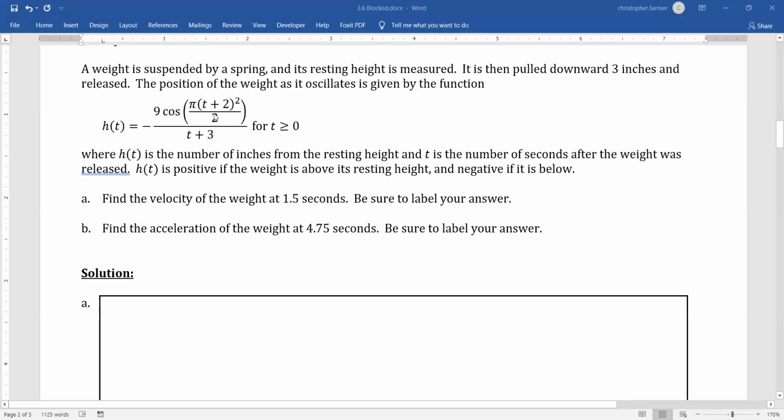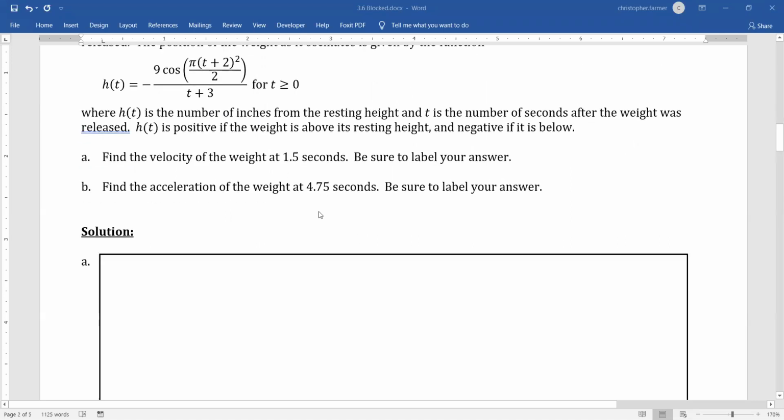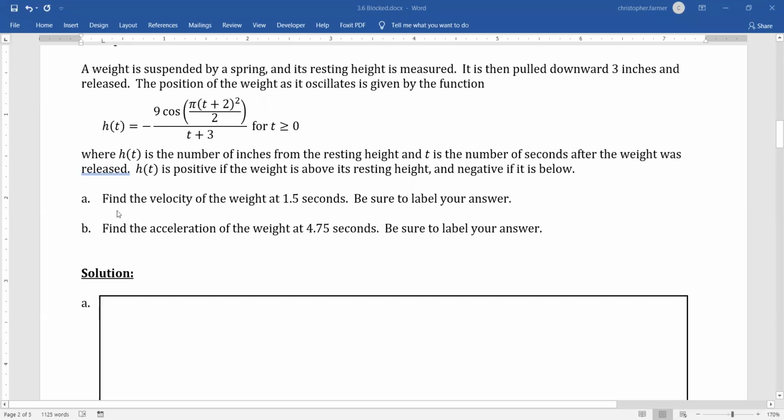So let's go back to the problem itself and recognize that we're just asked two things. Find the velocity of the weight 1.5 seconds after you let go of the spring, and then find the acceleration at 4.75 seconds. I don't know that these two numbers are terribly important. They're just something to evaluate. At the end of the day, this is asking us to find the velocity. We need to take the derivative of this function and then evaluate it at 1.5.